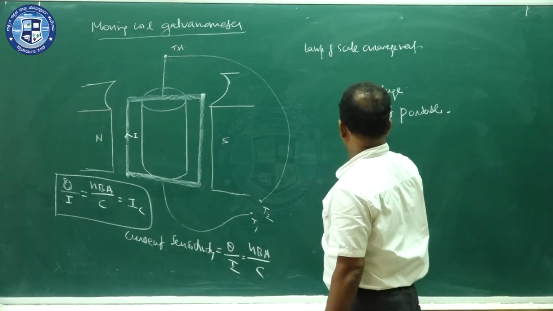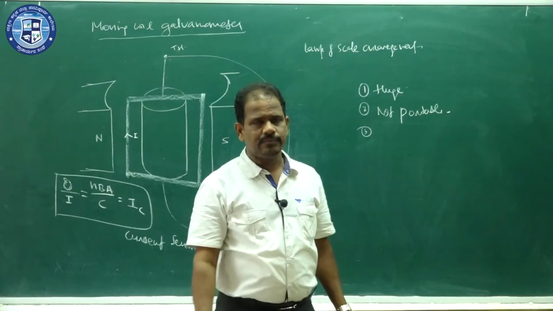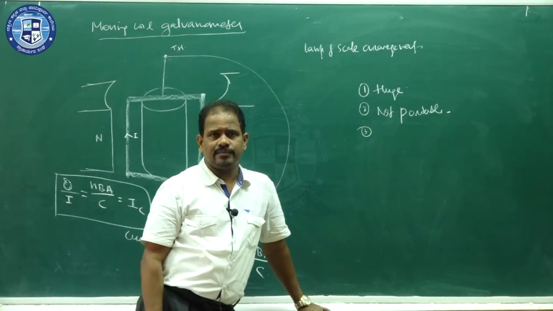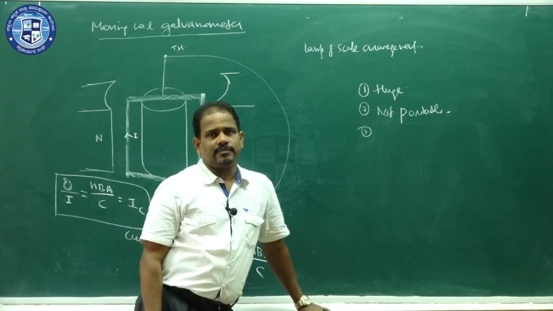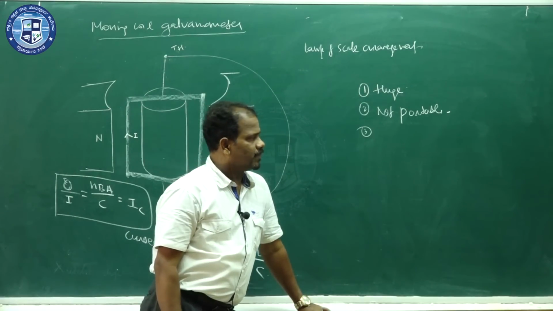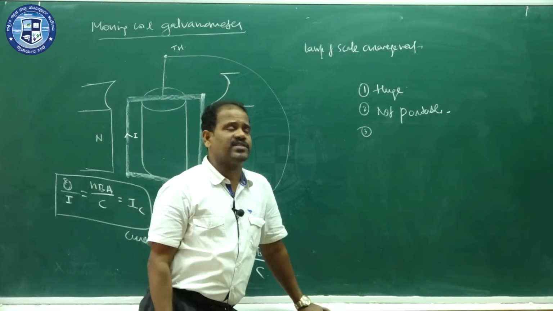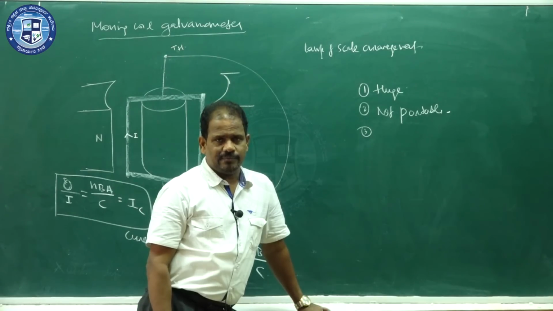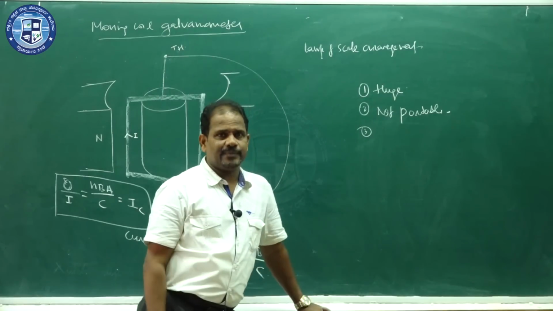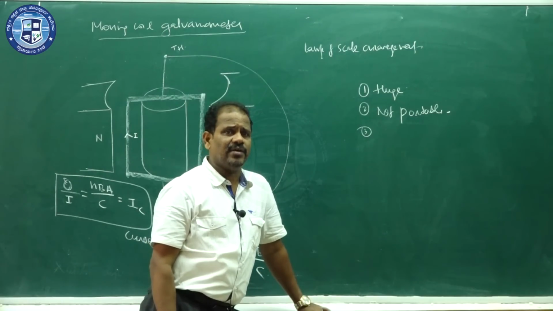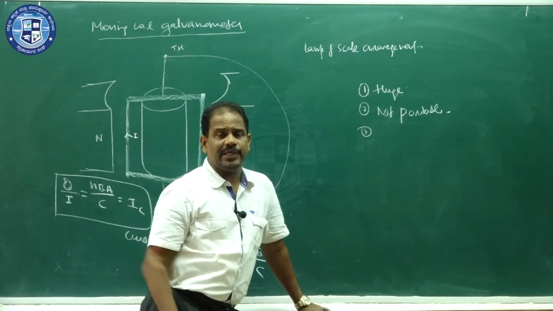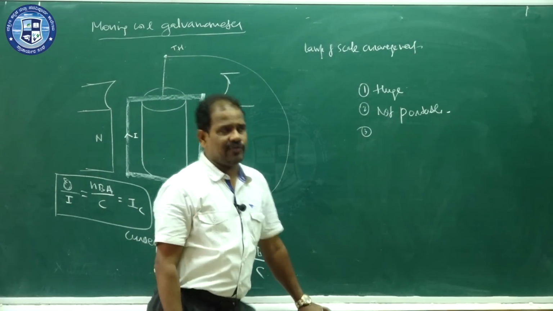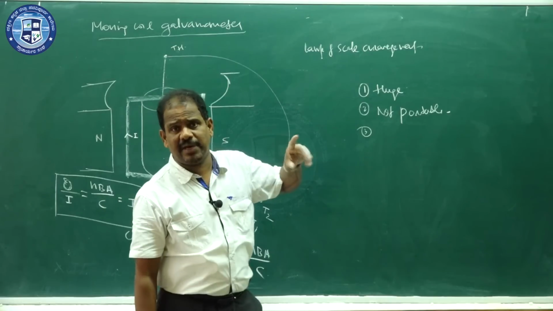So not portable. Third one, definitely a lot of defects in getting the readings, because whenever the readings are seen directly, the error is less. But as the readings are seen in a more and more indirect way, the possibility of error increases. Therefore here the readings are seen using the lamp and scale arrangement.